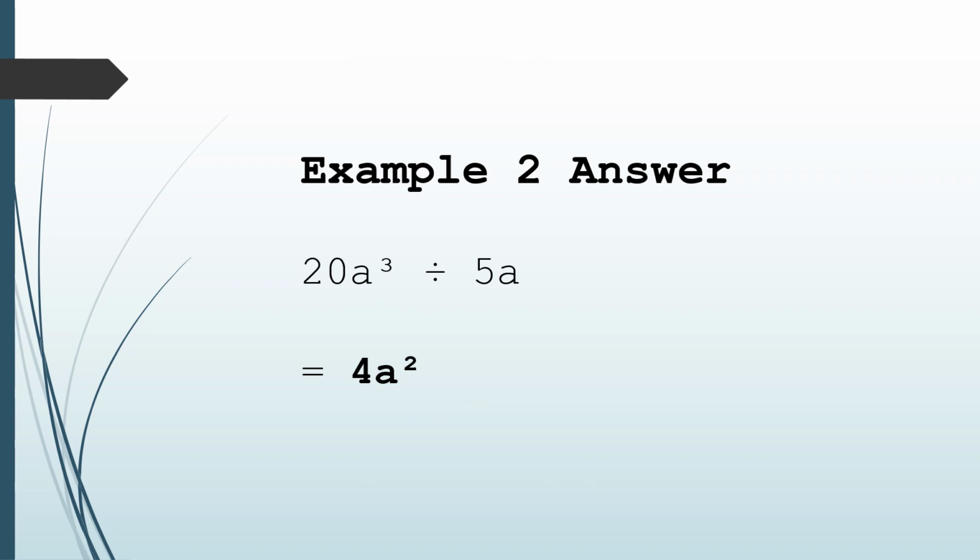Let's check our answer. 20 divided by 5 equals 4. a cubed divided by a equals a squared. So, 20a cubed divided by 5a equals 4a squared. Therefore, the answer is 4a squared.